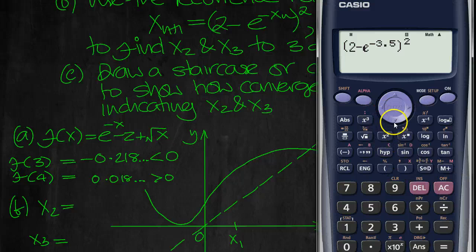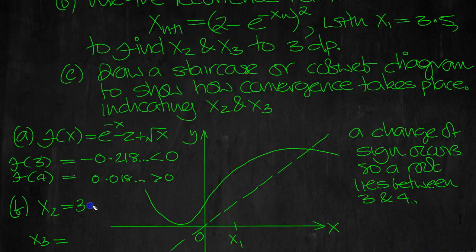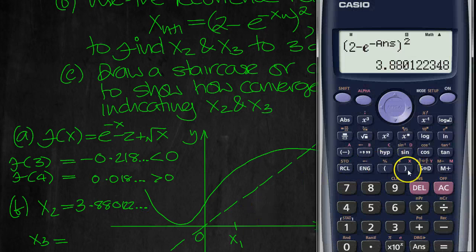Okay, so I wanted to put that, but I'm going to have to put 3.5 in first. That's the answer. So now I want to write 2 minus e to the minus Ans. There we are, that's better. Close bracket, squared. There we go. So the 3.5 is in Ans, and we've got our expression. 3.880122. Now x3 will be easy because we just press the button again because Ans is there in the correct place. 3.91783.